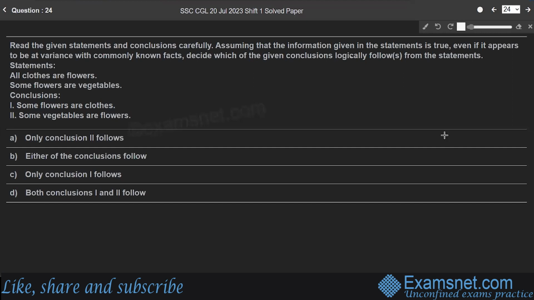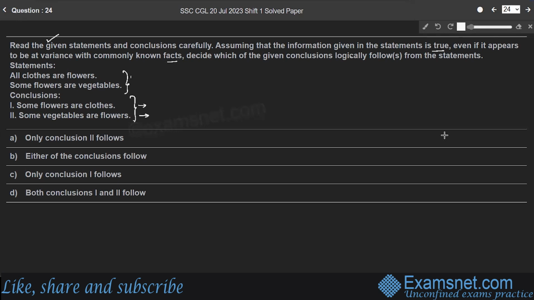Question 24. Read the given statements and conclusions carefully, assuming that the information given in the statements is true, even if it appears to be at variance with commonly known facts. Decide which of the given conclusions logically follow from the statements. Here 2 statements are given. All clothes are flowers, some flowers are vegetables. Represent these statements in the form of Venn diagrams. Then we can decide whether the given 2 conclusions logically follow or not, right?